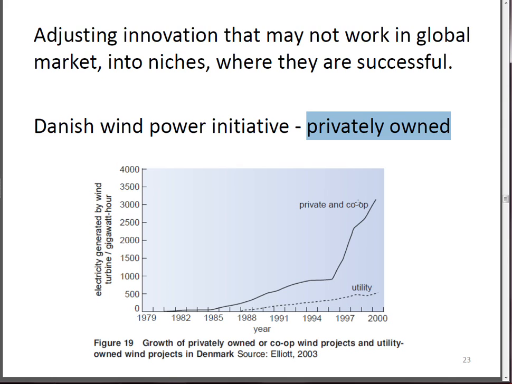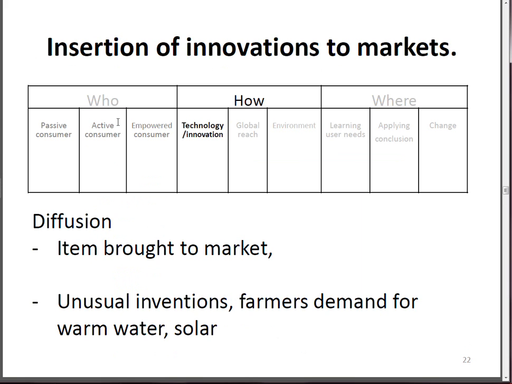So you can see here in figure 19 the growth of privately owned or co-op wind projects. In this case, that's in Denmark, because they knew the problem, they lived around it, they said we can solve it, and they pushed it forward. So through technology and innovation, when I say innovation, I mean being relevant to the problem on your scale, we can push products, we can insert innovation into the market.